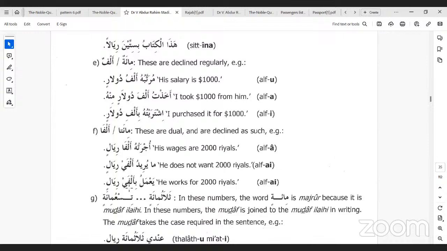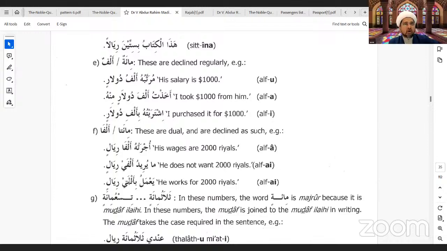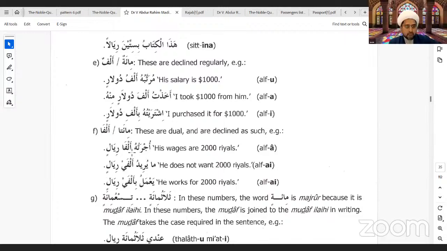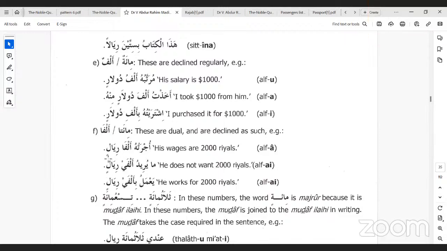As you know, in the state of the dual noun, in the state of nasab and jar, it comes with a ya preceded with a fatha. The same applies in the case of the preposition, the harf jar. Ya'malu bi alfay riyalin. Please clarify this too. Ujratuhu alfa riyalin. Where did the noon go?